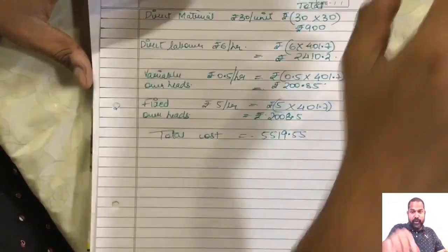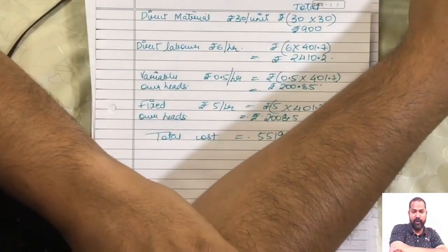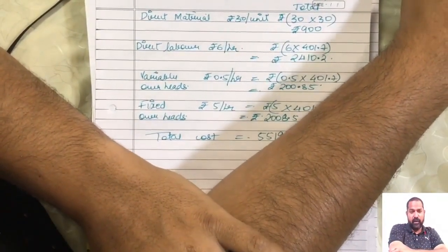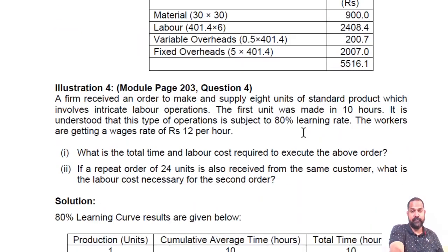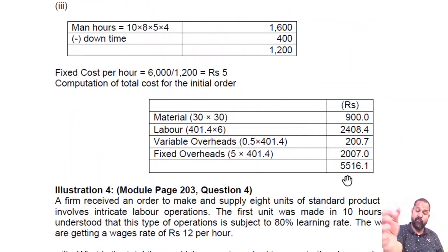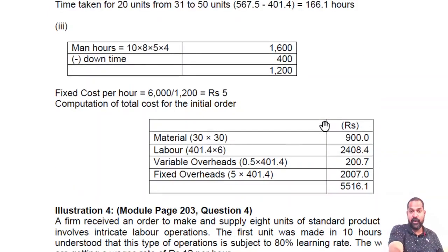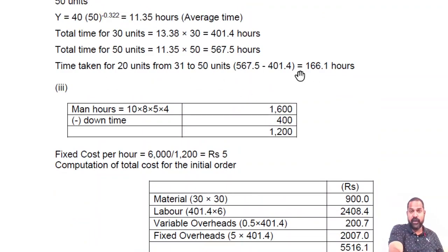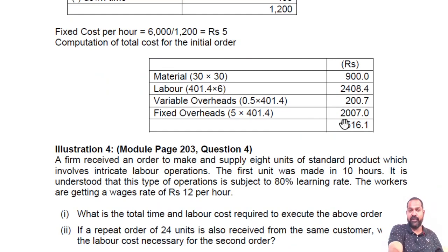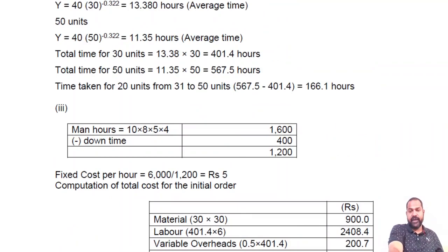Let's see if the institute material has that as well. 5519.55, yes, the answer will be a little different because like I said, their final total time was different. They have 5516.1 because their total hours was 401.4. Ours was 401.7. That is why they have that small difference. That's okay. That is the last question in learning curve.